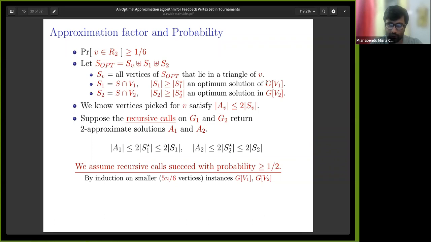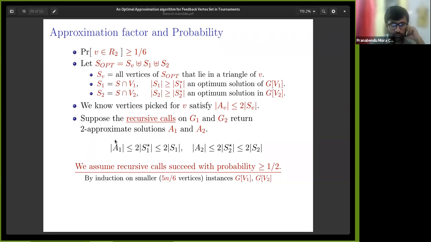Right? Now, if you look at the tournament induced by V1, which is G of V1, and you look at an optimum solution for it, you know that S1 would be a solution for G of V1, and let's say S1 star is an optimum solution for G of V1, then you know that the size of S1 is at least as much as S1 star. The size of S2 would be at least as much as S2 star, where this is an optimum solution for G of V2. And of course, when we constructed A of V, we know that we have picked at most twice of S of V many vertices, right? Because from each of those triangles, we picked two vertices.